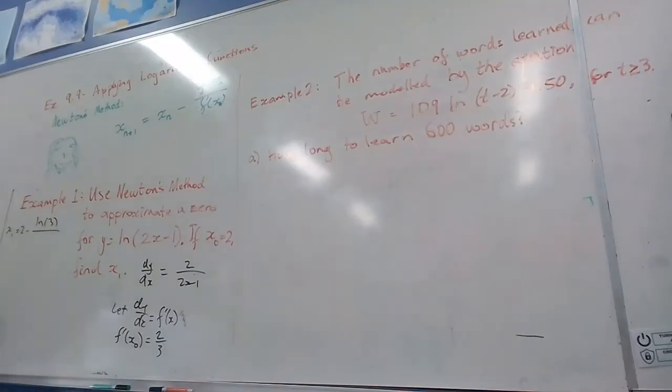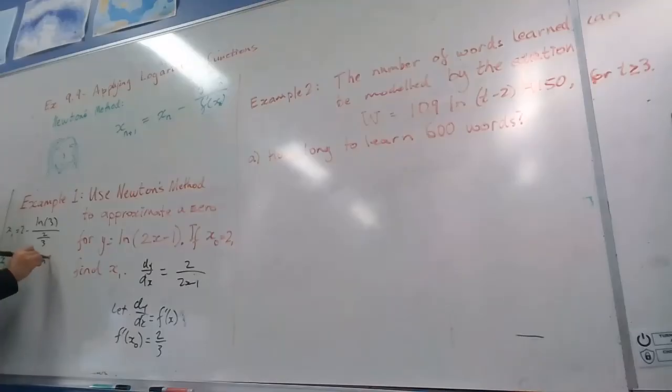Now we can go back to our original equation. We know it's 2 over 3, so substituting that back in: x1 equals 2 minus ln of 3 over 2 over 3. Because I'm dividing a numerator by a fraction, I'm going to take the top, which gives us 3 ln of 3, divided by the bottom, the 2, which would just be 2. Then, of course, you can just put it in the calculator.